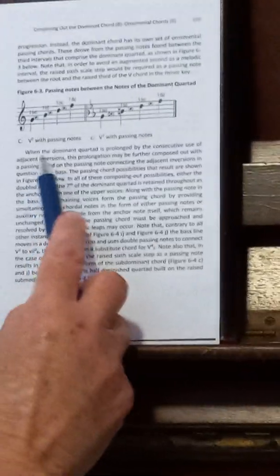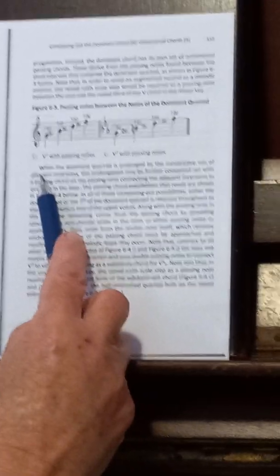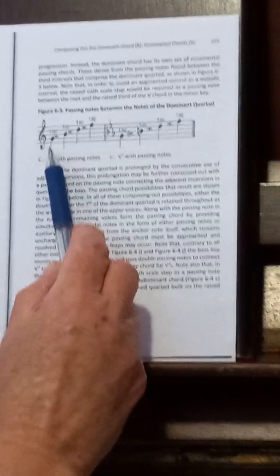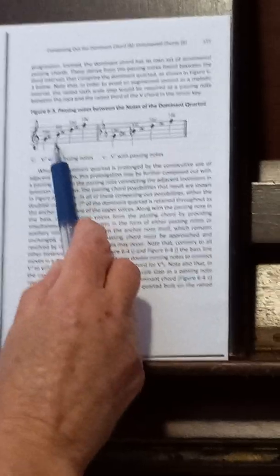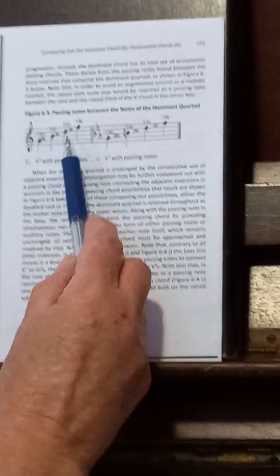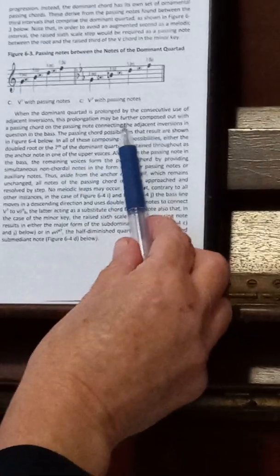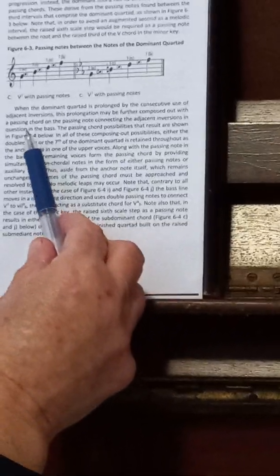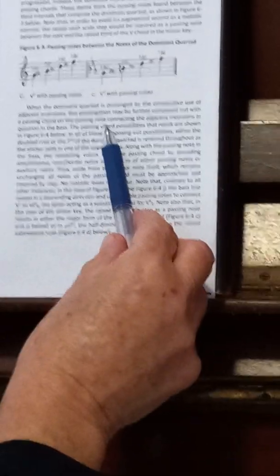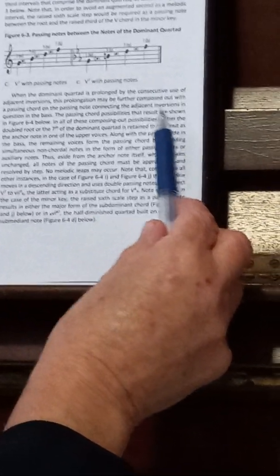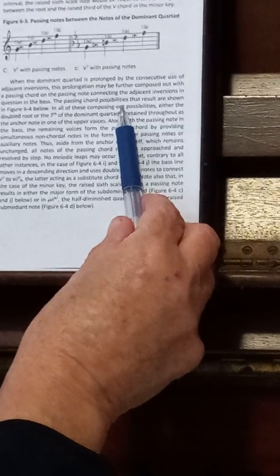I just want to read a couple of things here. When the dominant quartet is prolonged by the consecutive use of adjacent inversions. Adjacent means inversions that are next to each other. So like a root position and a first inversion, or a first inversion and a second inversion, or a second inversion and a third inversion. When you use them next to each other to make your dominant longer, to prolong your dominant, you can further compose out this with a passing chord on the passing note connecting these adjacent inversions. The passing chord possibilities that result are shown over the page. We'll have a look at them now.